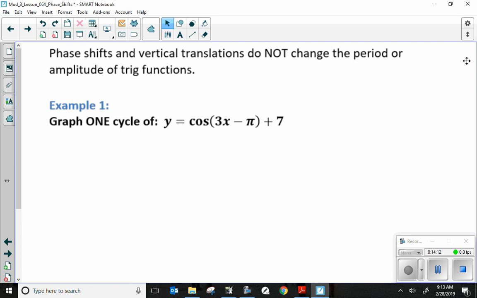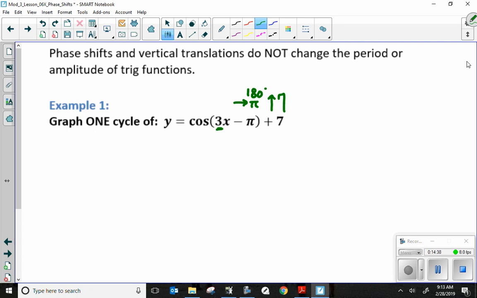Before I do that, I get in the habit of rewriting this equation after I factor out my frequency. Because right now, this is telling me, oh look, I move up 7, and I'm moving to the right pi, or that's the same thing as 180 degrees, okay? I do not move right 180 degrees or pi.